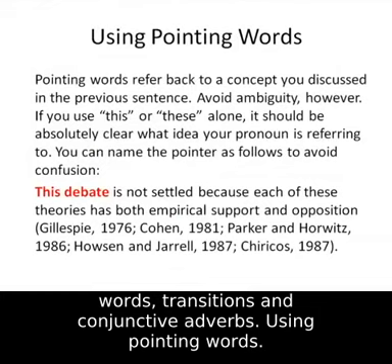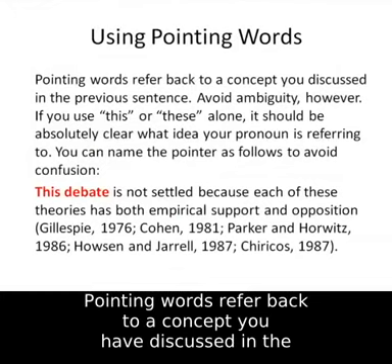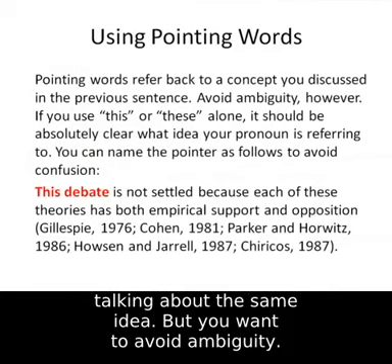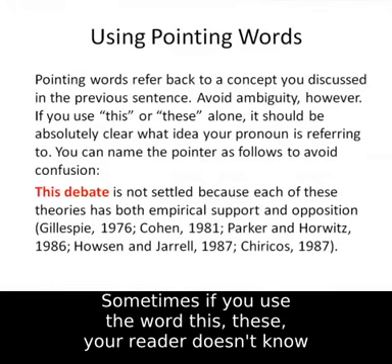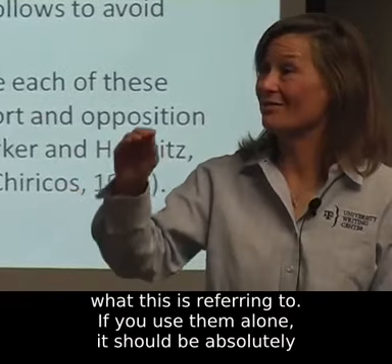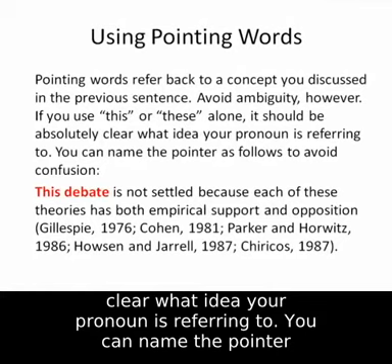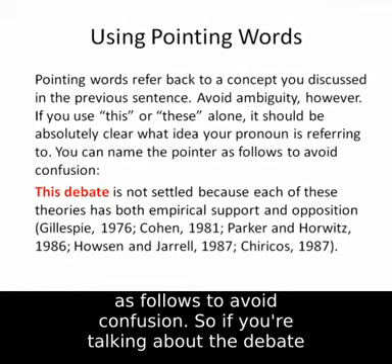Using pointing words. Pointing words refer back to a concept you discussed in the previous sentence. You want your reader to know that you're really still talking about the same idea, but you want to avoid ambiguity. Sometimes if you use the word this, these, your reader doesn't know what this is referring to. If you use it alone, it should be absolutely clear what idea your pronoun is referring to. You can name the pointer as follows to avoid confusion.